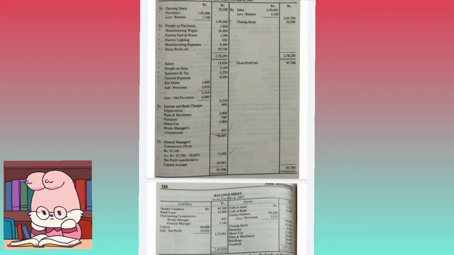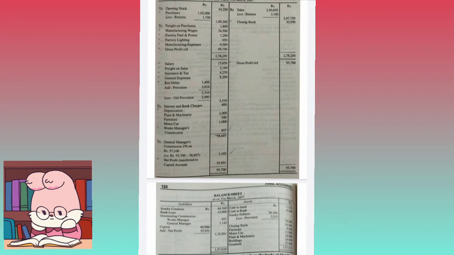Next comes manufacturing expenses, take it on the debit side of the trading account. Insurance and tax, take it on the debit side of the P&L account. Goodwill, take it to the balance sheet asset side. General expenses, take it on the debit side of the P&L account. Factory fuel and power, take it on the debit side of the trading account.